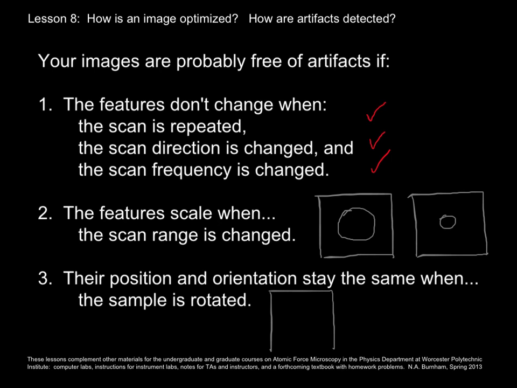if you're unsure, you should rotate your sample. So here we have a sample. Features look like this. We rotated by 90 degrees. The features should look like this. And both the relative position of the features should rotate. So this triangle is rotated by 90 degrees. And the orientation of the features should rotate by 90 degrees.